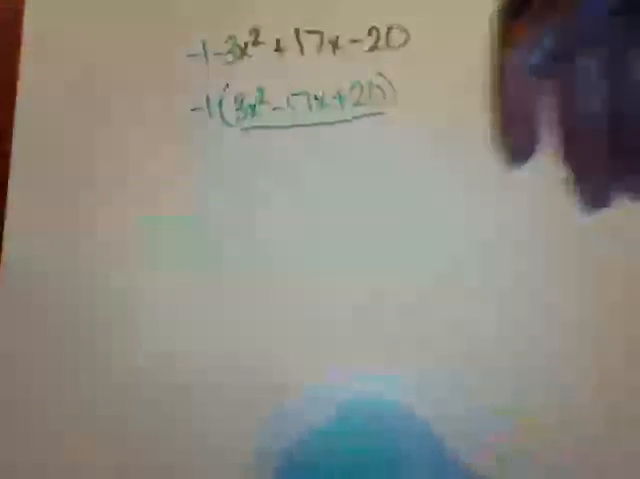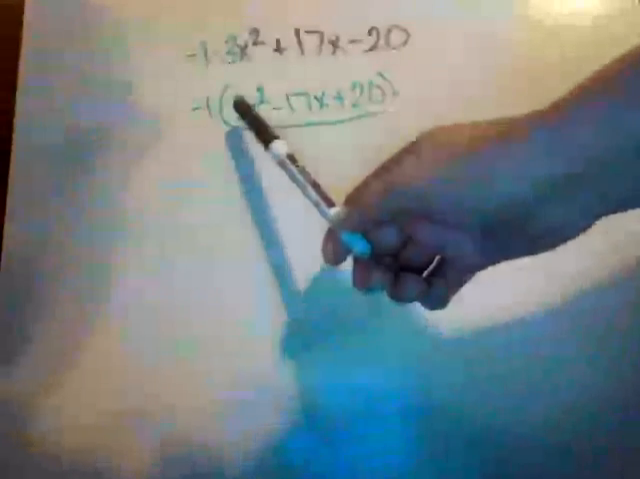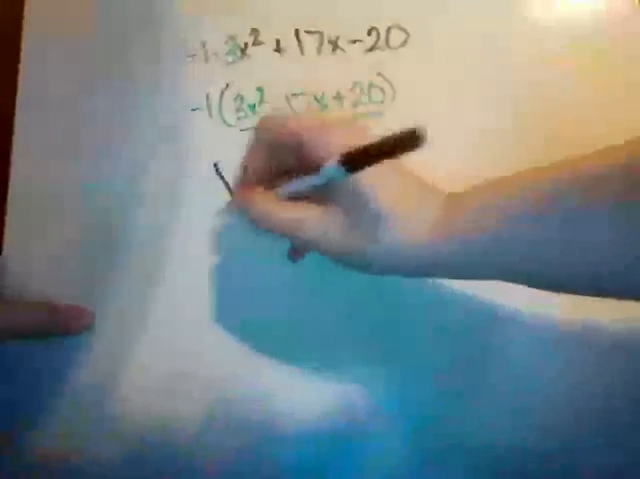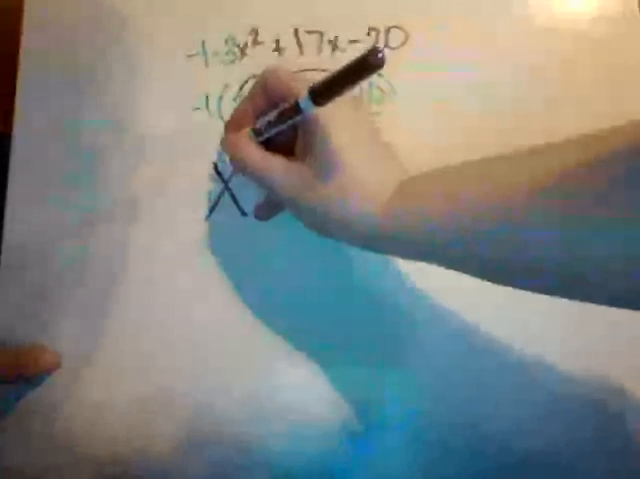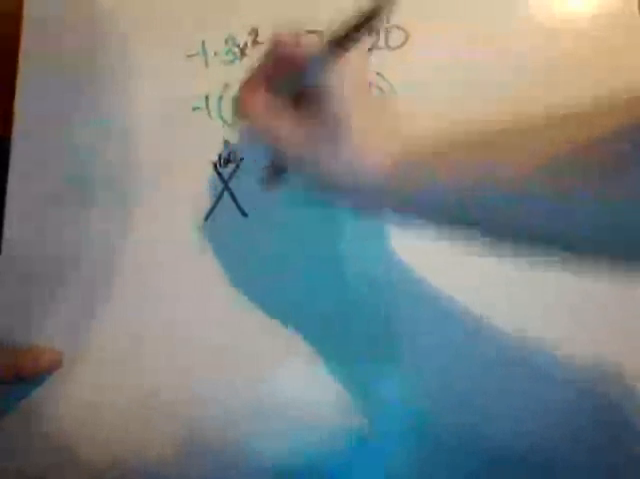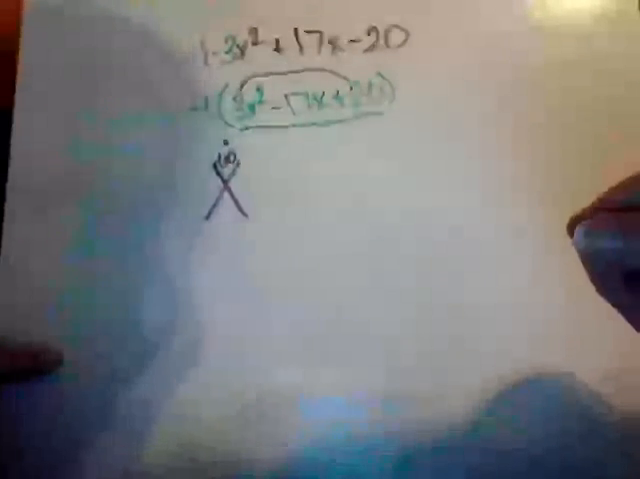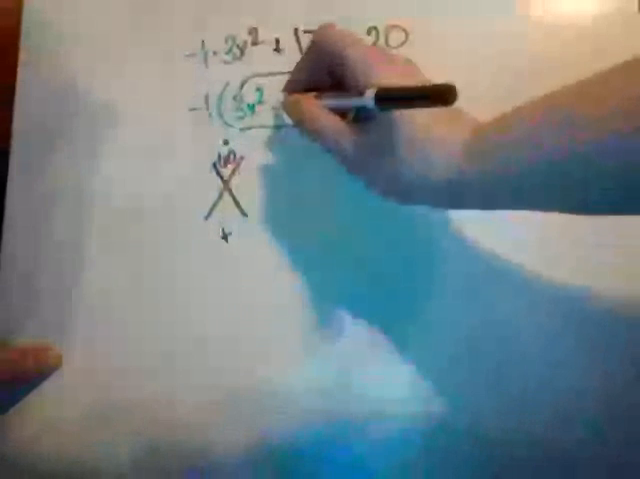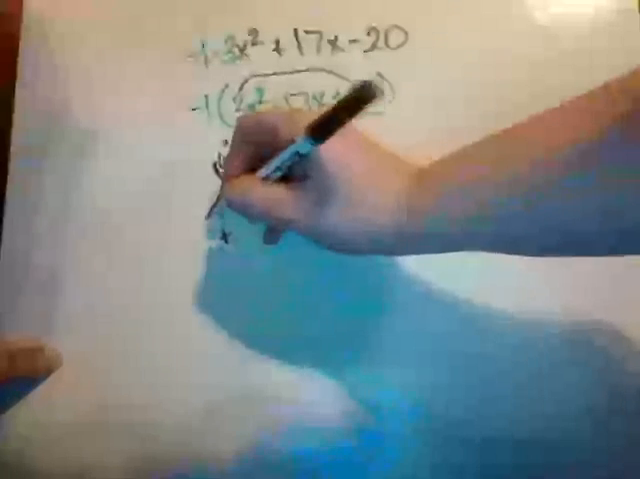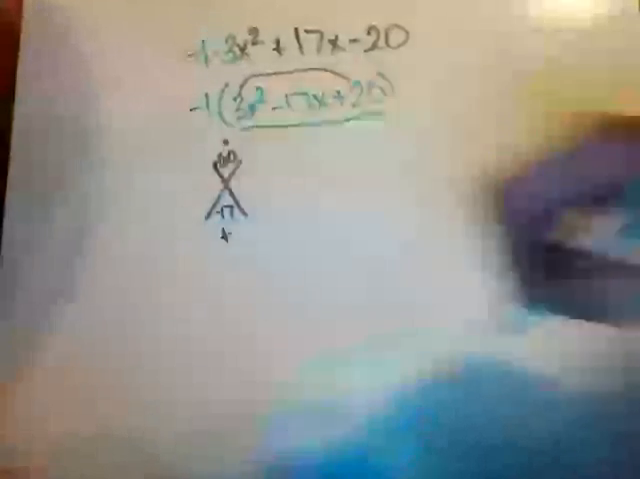All right, since we have a leading coefficient here of 3, we're going to use the X box method. So I'm going to set up the X, right? Remember, since we have a leading coefficient of 3, we are going to multiply 3 times 20 to get 60, right? And we're looking for two numbers that multiply to make 60 and add to make a -17, or subtract to make 17.